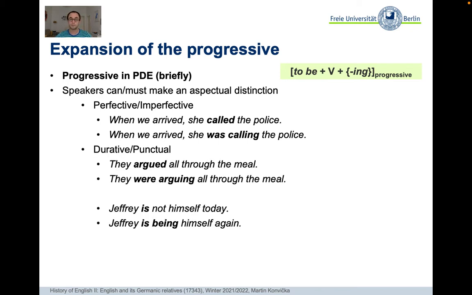And similarly, we can also differentiate between a durative and a punctual reading of an event, right? So they argued and they were arguing also offers a different view of the argument. The one is sort of, again, a closed one-off event, whereas the other is suggesting that the argument took some time. Also, the difference between Jeffrey is himself today or Jeffrey is being himself, again, also tells you something about how long this state of affairs lasts.